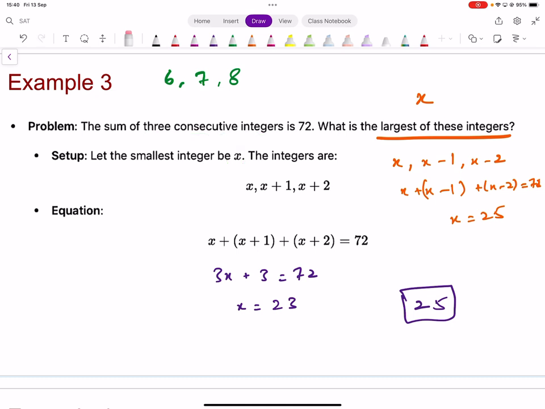Now we assume the smallest integer to be x. So x is 23, this is the smallest. We wanted the largest, that's x plus 2, so the answer should be 25. Another possibility could be that we called the largest number x. If we call the largest of those three numbers x, the second would be x minus 1, the one less than that, and then the third would be x minus 2. And if you were to solve this equation directly, you get the answer directly, x equals 25. You could do it that way as well. Okay? No problems?